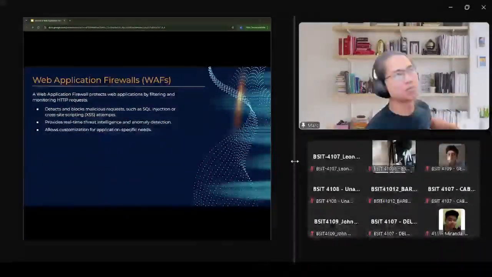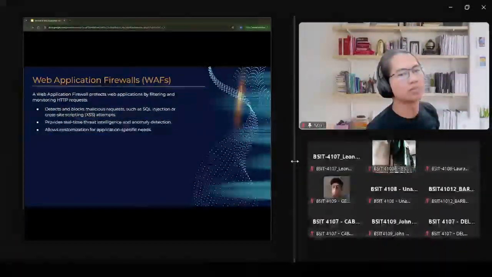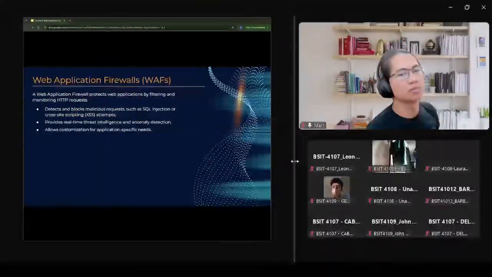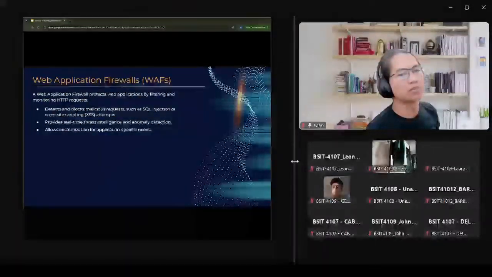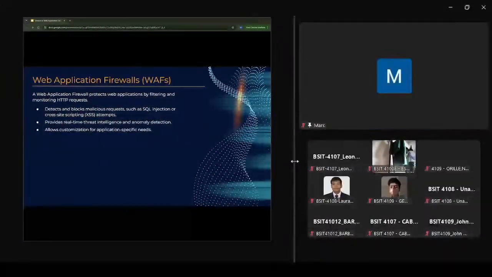The primary goal of a web application firewall is to protect web applications by analyzing and filtering HTTP requests. Unlike traditional firewalls, which focus on network level protection, WAFs are specifically designed to guard against application layer attacks.